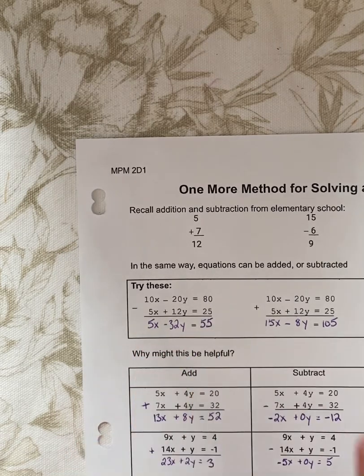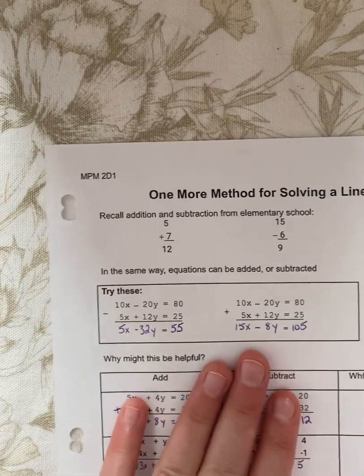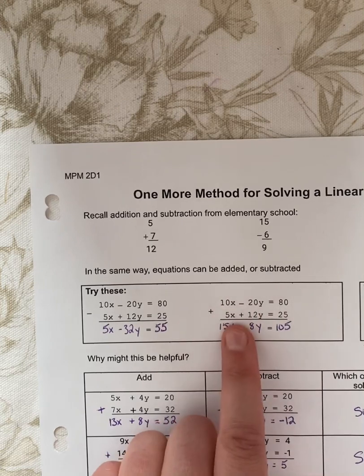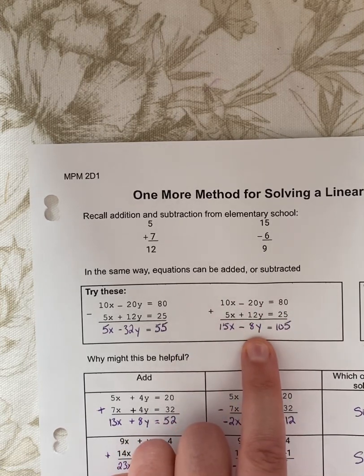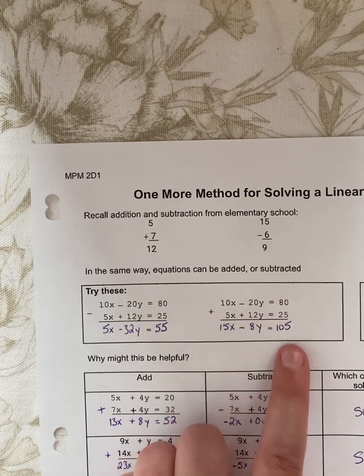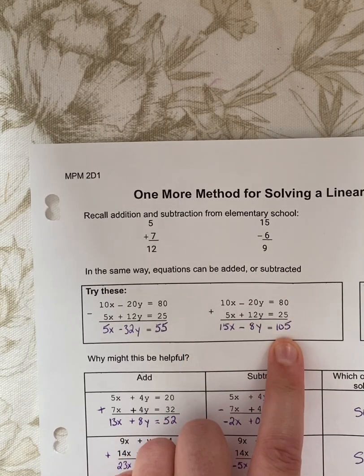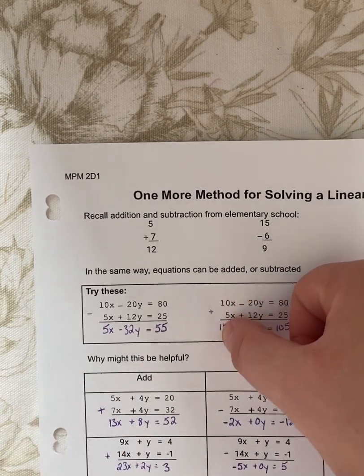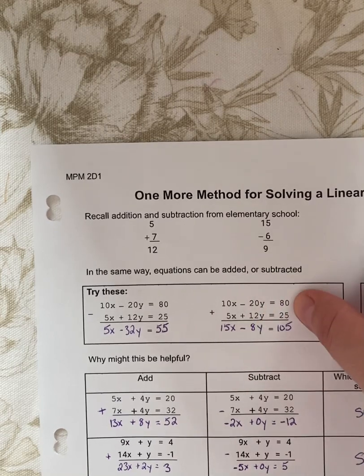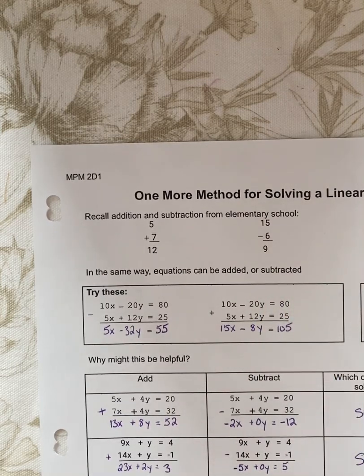There's my answer. Now, if I take this entire thing and add it instead, 10 plus 5 will give me 15x. Negative 20 plus 12 will give me negative 8x. And 80 plus 25 will give me 105. Things you should notice before doing this is that all of my x's are lined up, my y's are lined up, and my numbers without a variable are lined up.